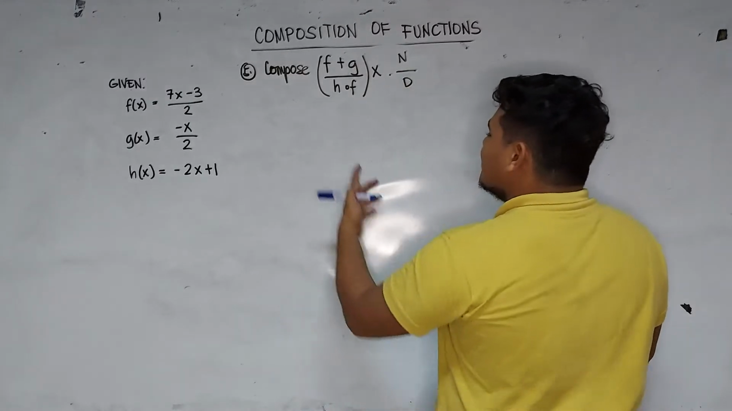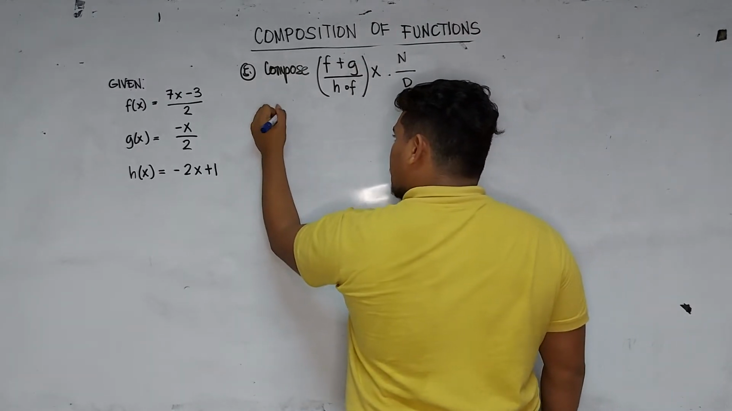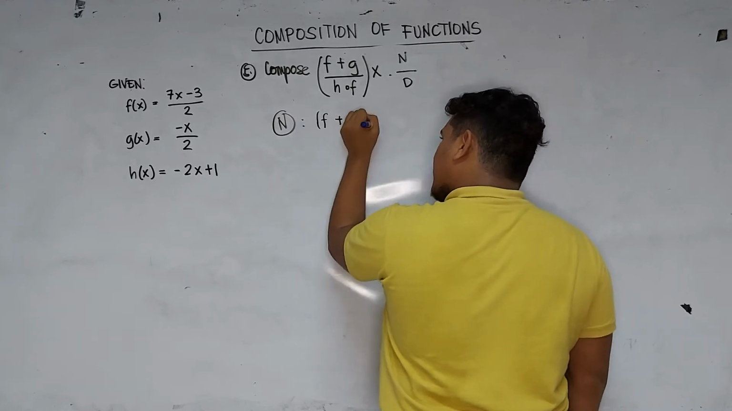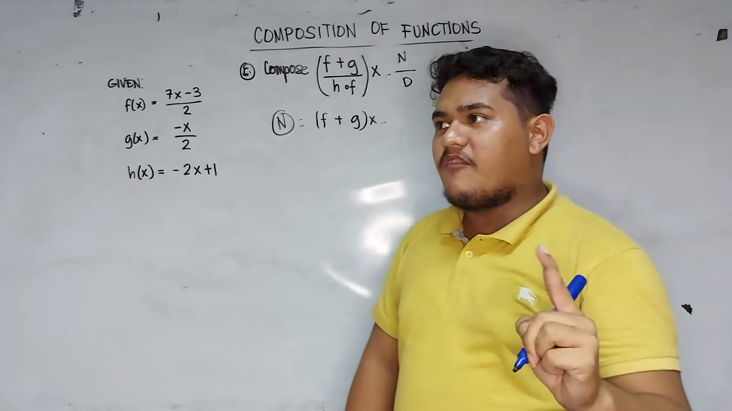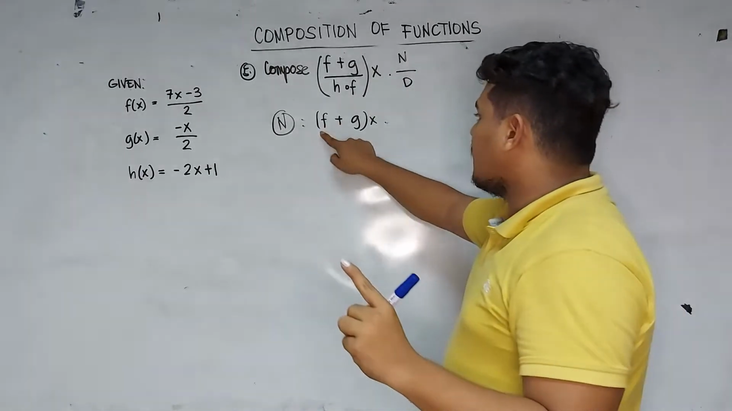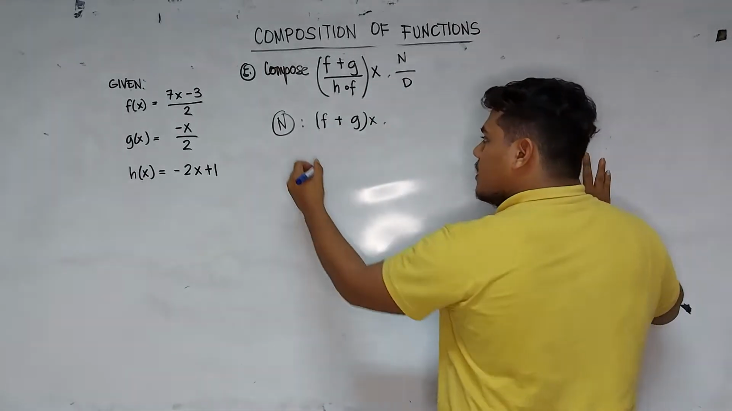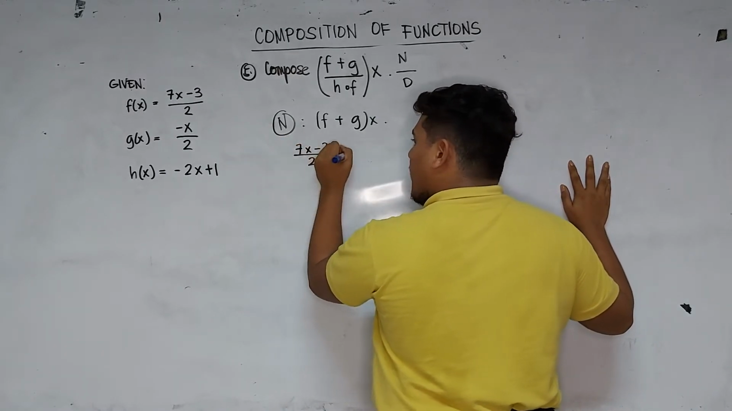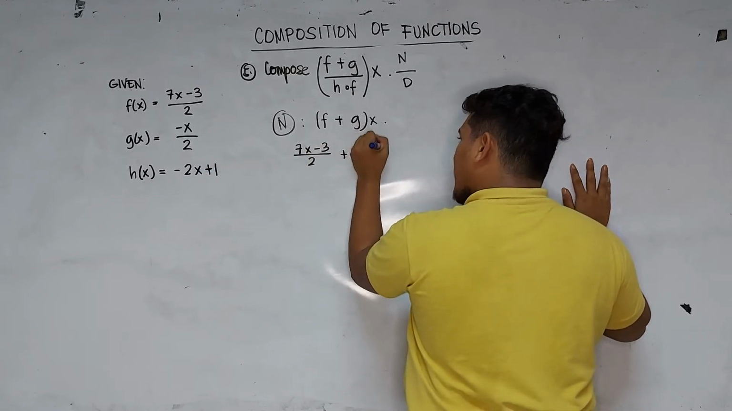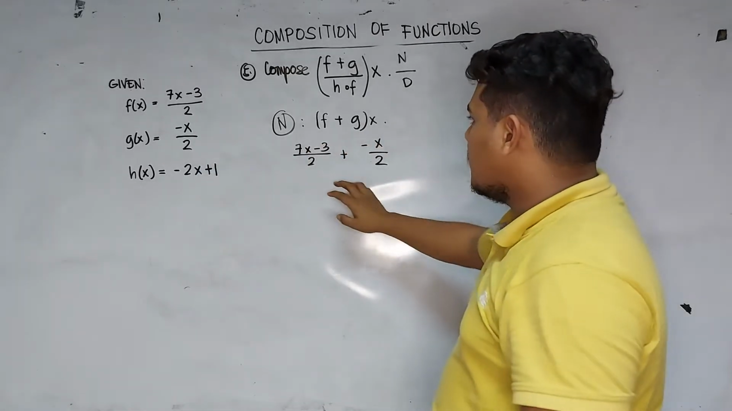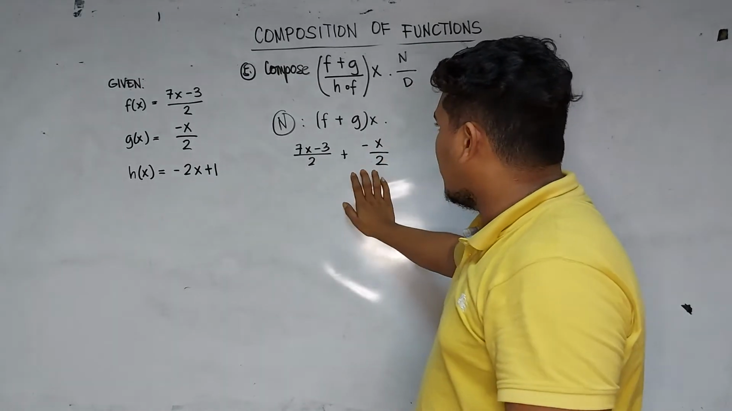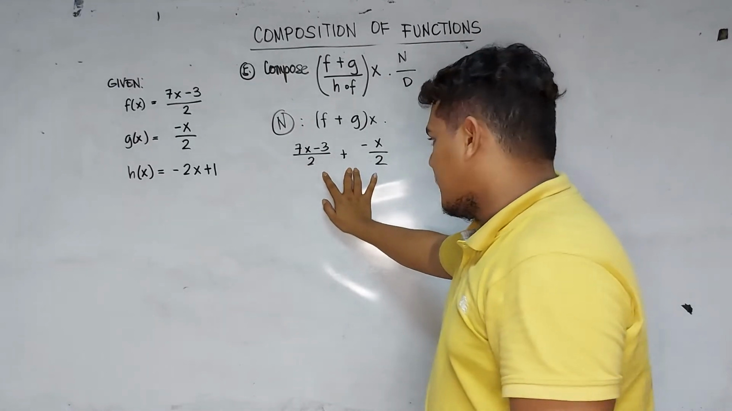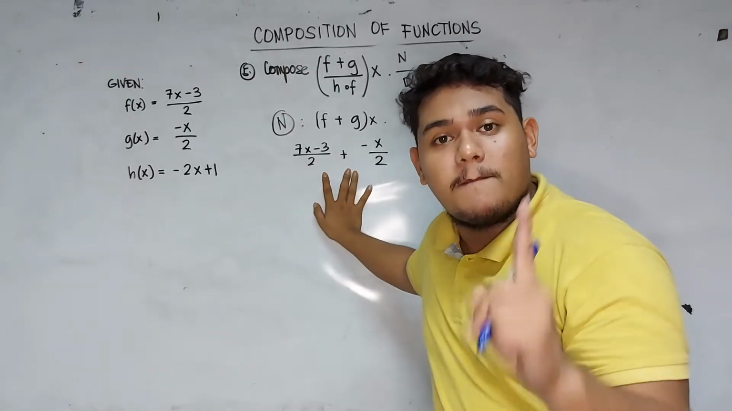Okay, let's continue. So we have the numerator. I will start with my numerator. We have f plus g of x. The concept states that f plus g of x is just equal to f of x plus g of x. Very good. What is the value of f of x? 7x minus 3 over 2 plus, what is the value of g of x? Negative x over 2. As you can see, they have the same denominator. So they can already be added.